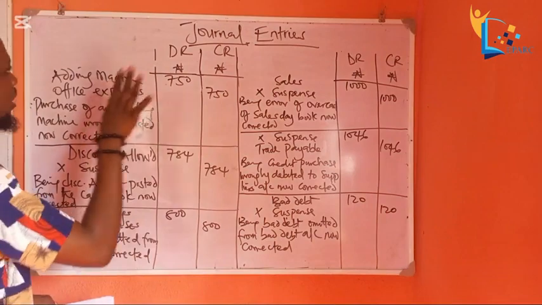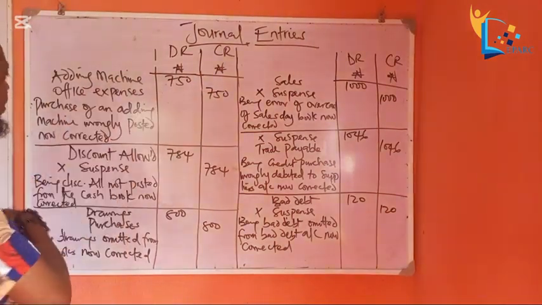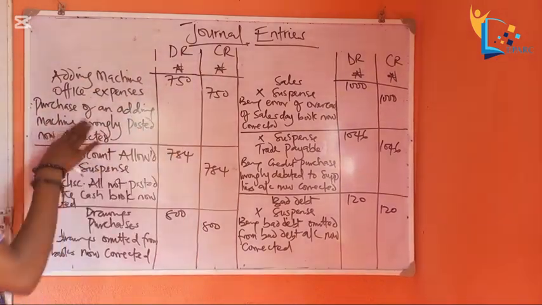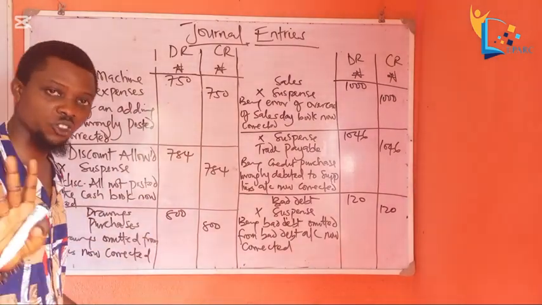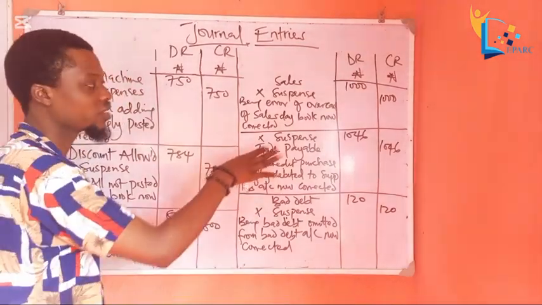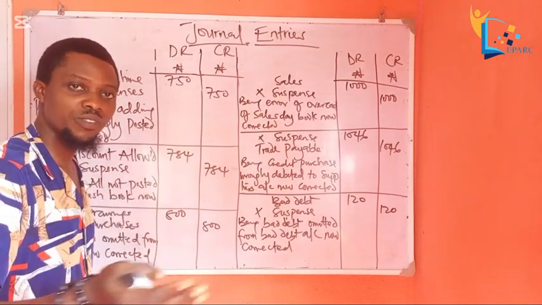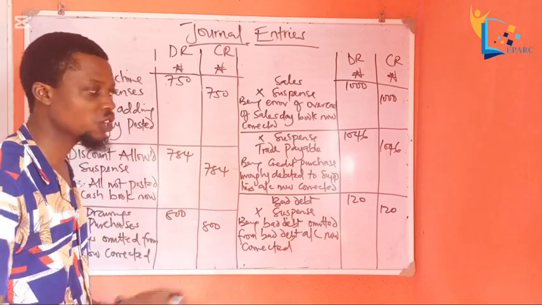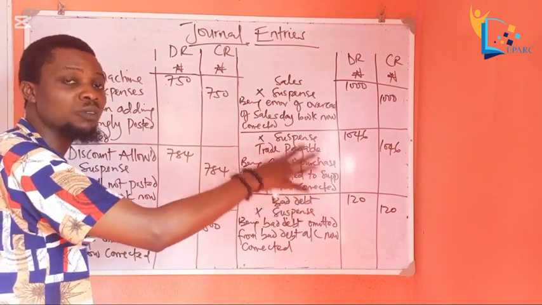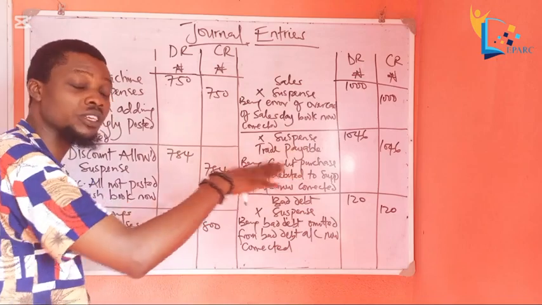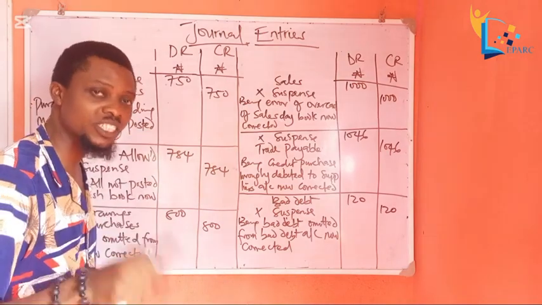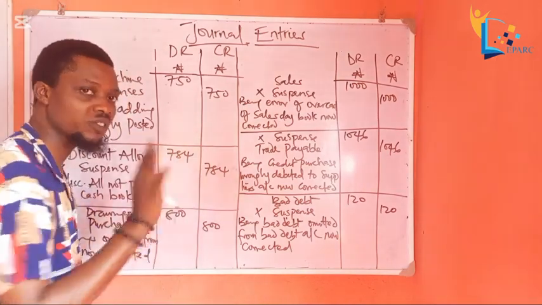Now, let's start with the first one. Adding machine, 750 debited, then office expense, 750 credited. When drafting your journal for correction of errors, your narration is very important. Your narration will help users of the accounting information, or whoever is auditing the account, to know what that entry is all about, how the error emanated and how the correction came about. So your narration is very important.